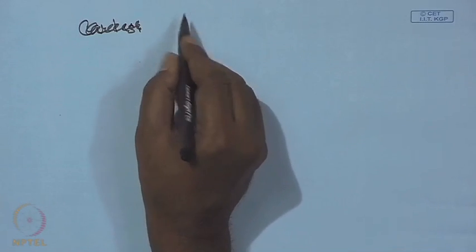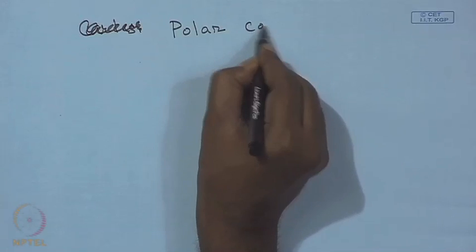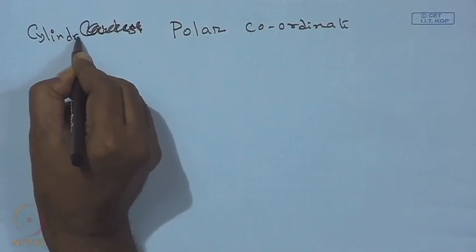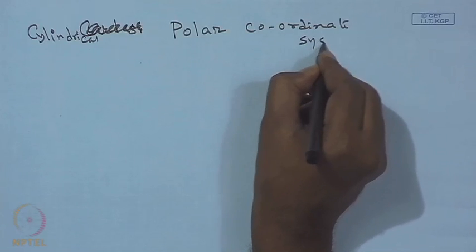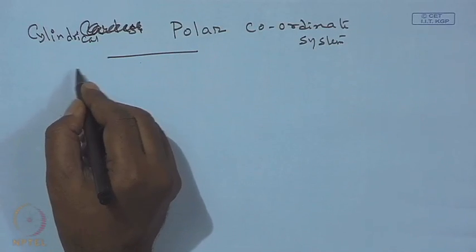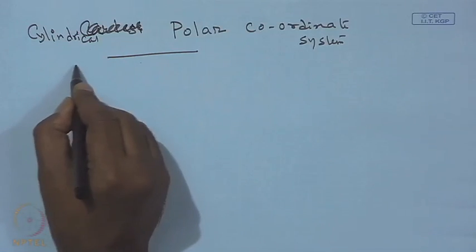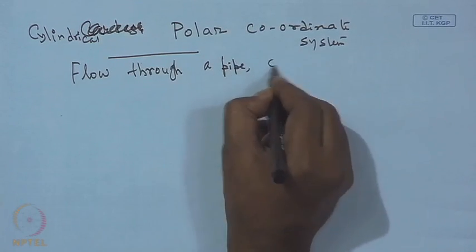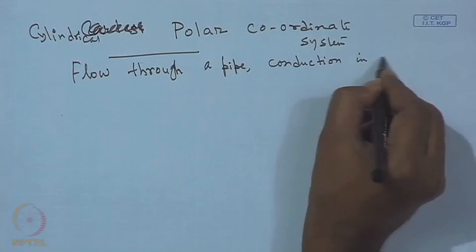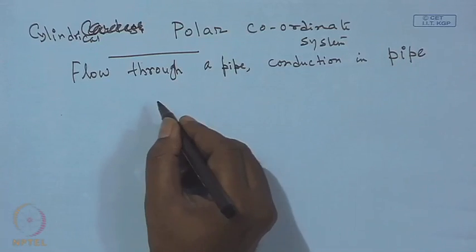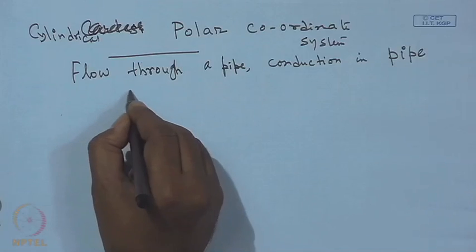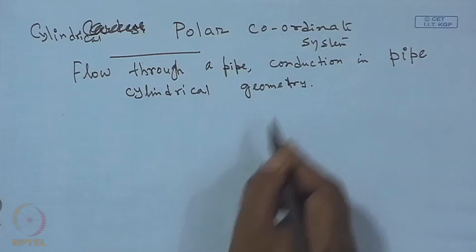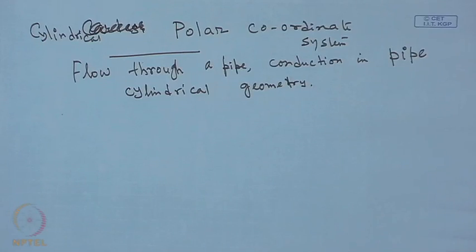We looked into the Cartesian coordinate system. Now, we will be looking into the polar coordinate system, cylindrical polar coordinate system. These will be quite popular, they will be apparent whenever you are solving in cylindrical polar coordinates. For example, flow through a pipe, conduction in a pipe, may be solid, may be annular. That means, whenever the geometry is cylindrical in nature, these equations are prevalent. So, we will be solving a transient heat conduction problem in one dimension.